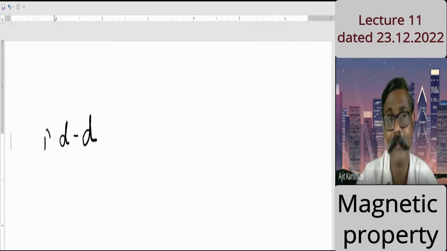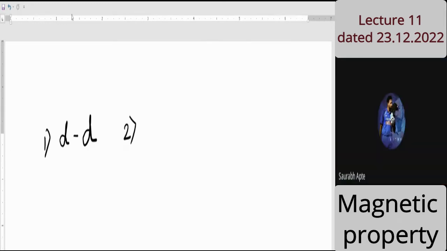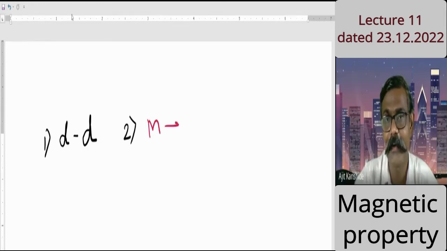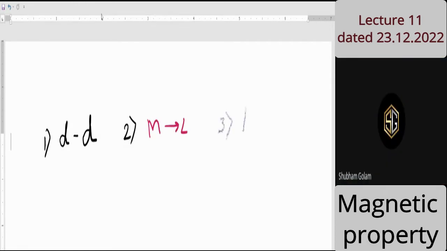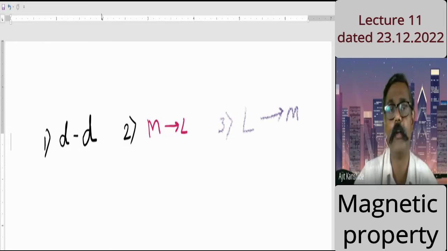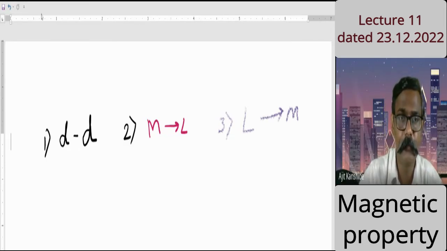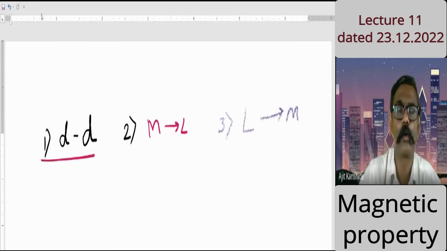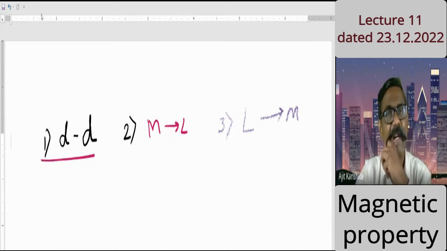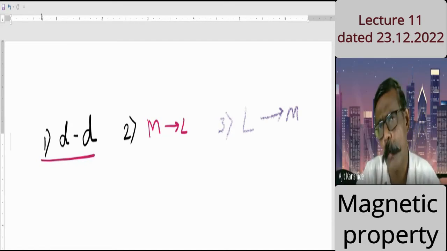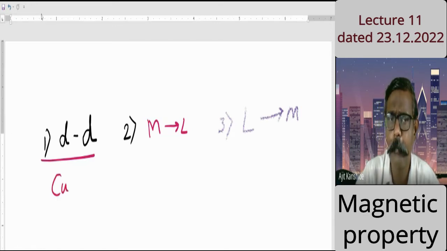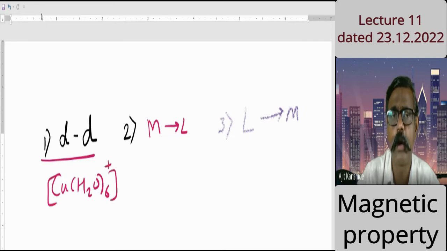Right, that's the first one. I want the second. Metal to ligand. Right, brilliant. I want the third. Ligand to metal. Right, good. So for this d-d transition, which example will you give? Ferric aqua complex you can take, or copper aqua complex, meaning in aqueous medium, how copper forms the complex. Copper +2 I'm saying. Okay, good.